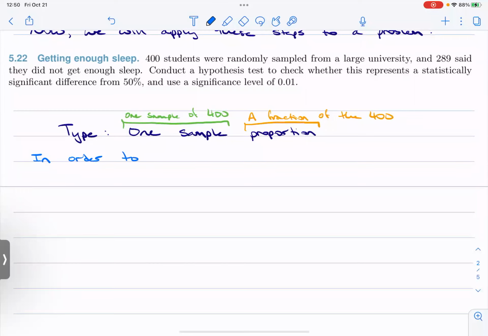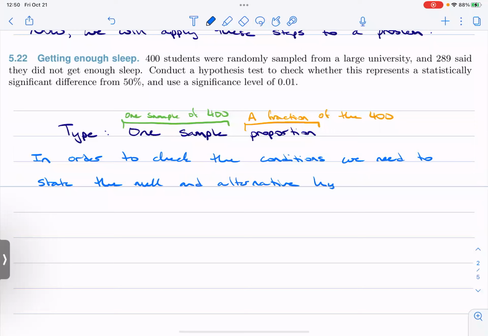So in order to check the conditions, we need to state the null and alternative hypotheses first. And I'm out of time, I see, or I hear rather. The null and alternative hypotheses first. And that's where we'll pick up next day. So we'll keep going through this and we'll work through this problem and fill in the gaps.